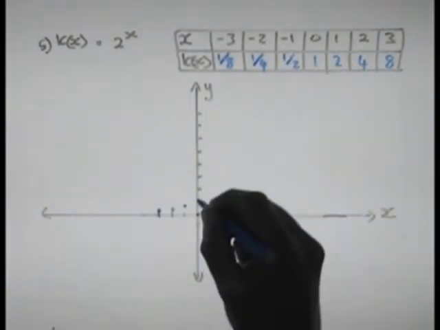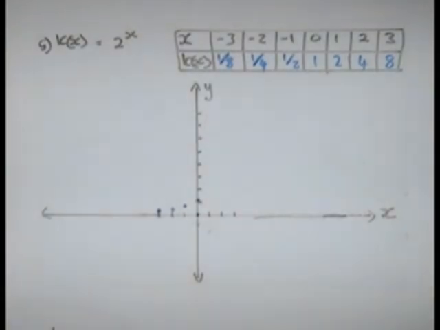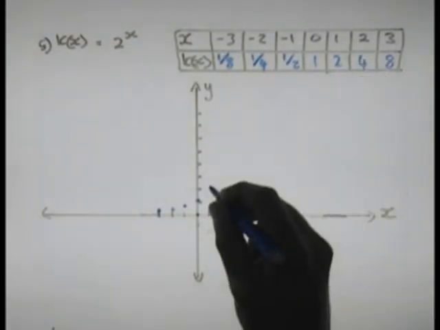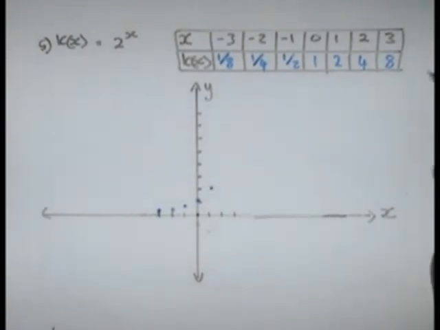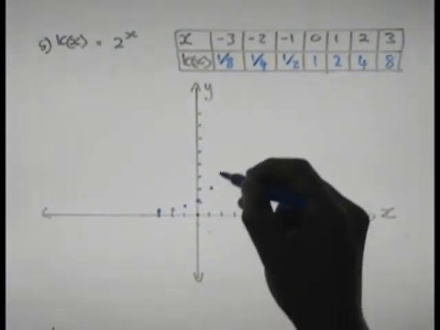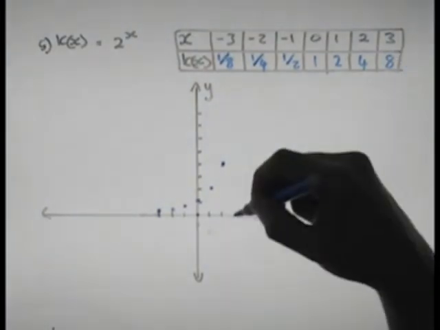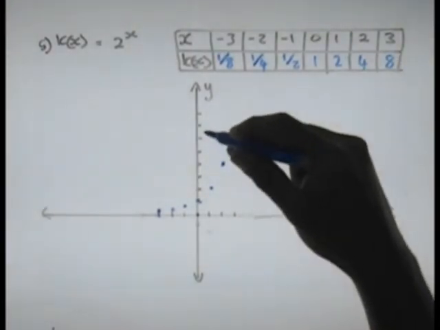x is equal to 0, y is equal to 1. x is equal to 1, y is equal to 2. x is equal to 2, y is equal to 4. x is equal to 3, y is equal to 8.